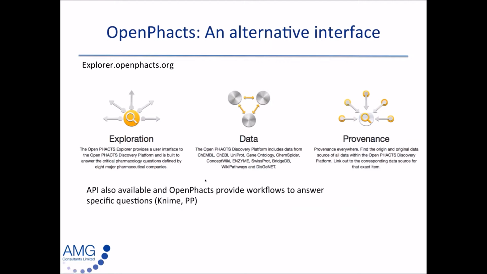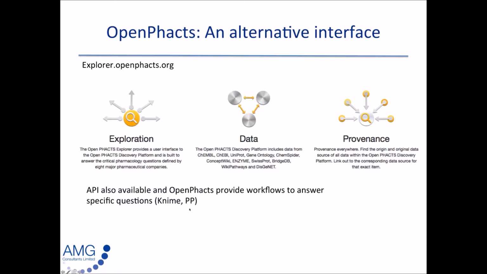An alternative way of looking at the data that you get in these databases is to use the Open PHACTS Explorer. Now this is quite a new piece of software. It's basically a data aggregator, and it's pulling data from ChEMBL as well as ChemSpider, the SwissProt database, and a number of other systems. It's not pulling data from PubChem, but it does contain PubChem records. It contains those which are already in ChEMBL. They also provide an API and workflows to answer specific questions which are documented on their website.